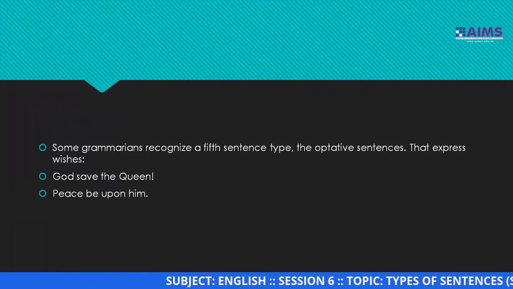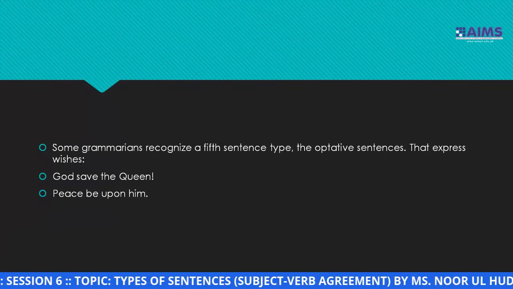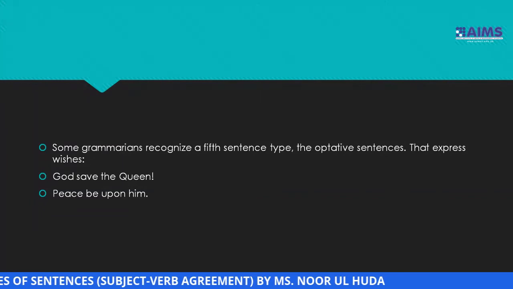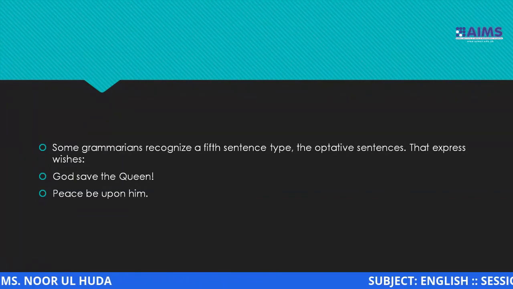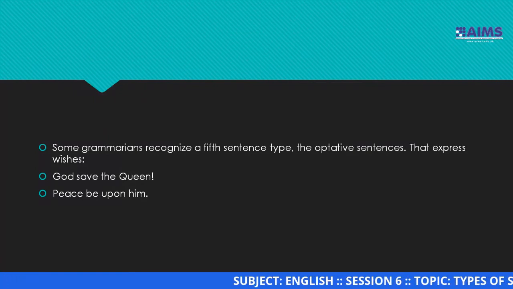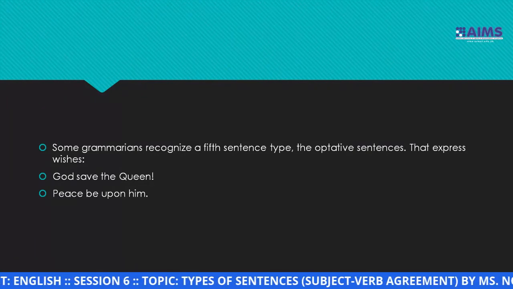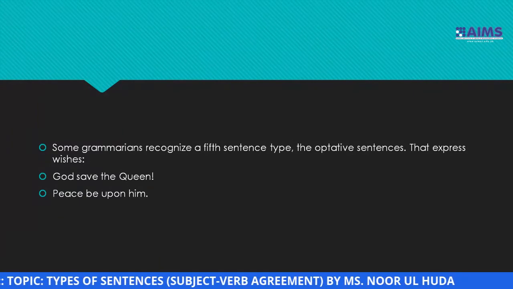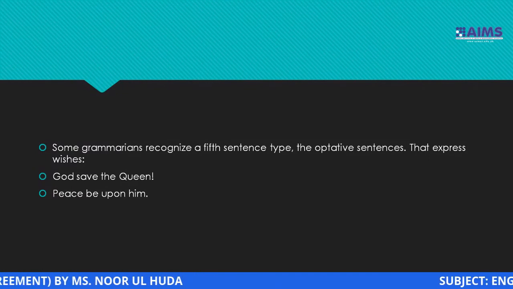God save the queen. Peace be upon her. May you live long. These are the sentences which express prayers and wishes. And when you wish something, these are also called a type of optative by some grammarians. However, most grammarians say that there are only four types of sentences.